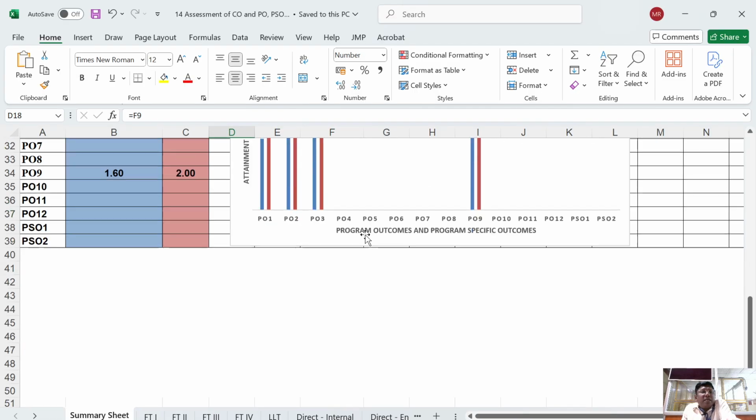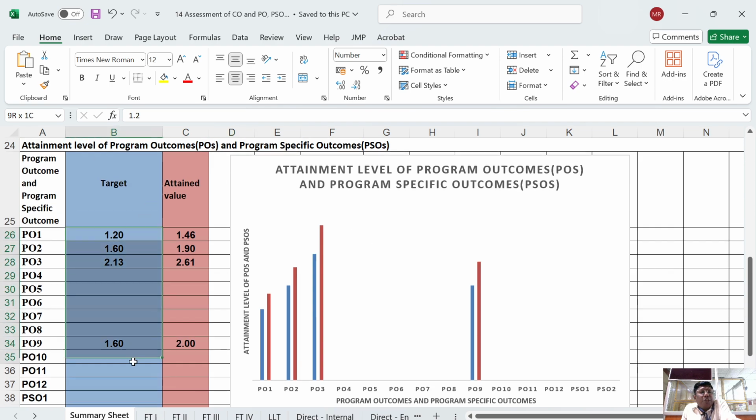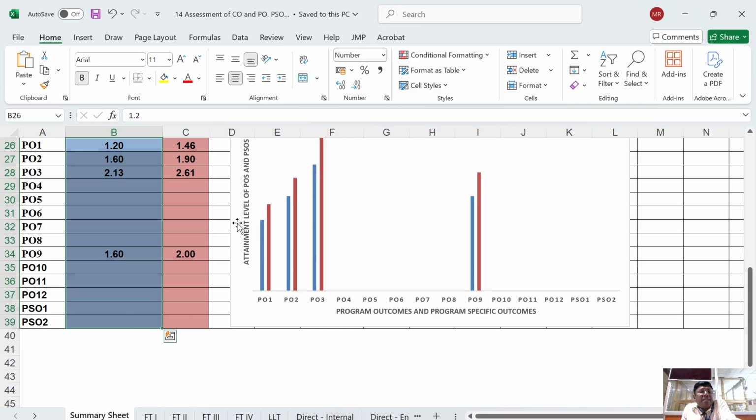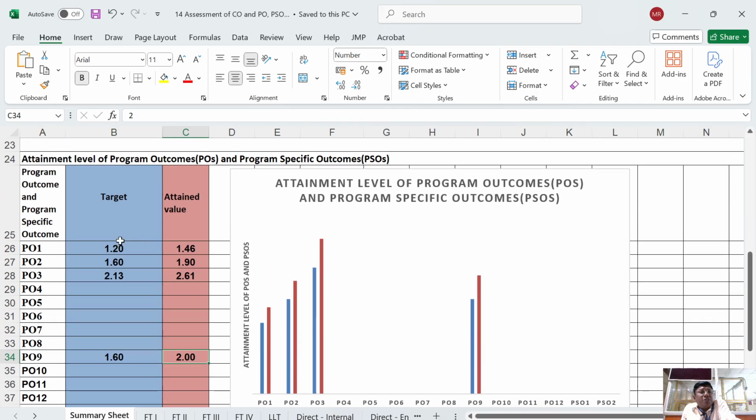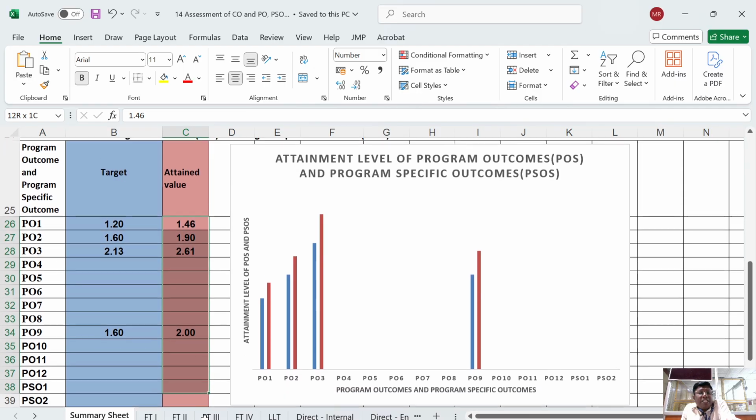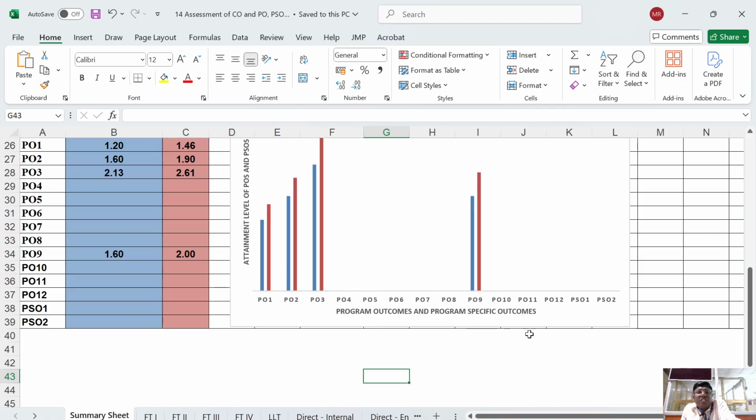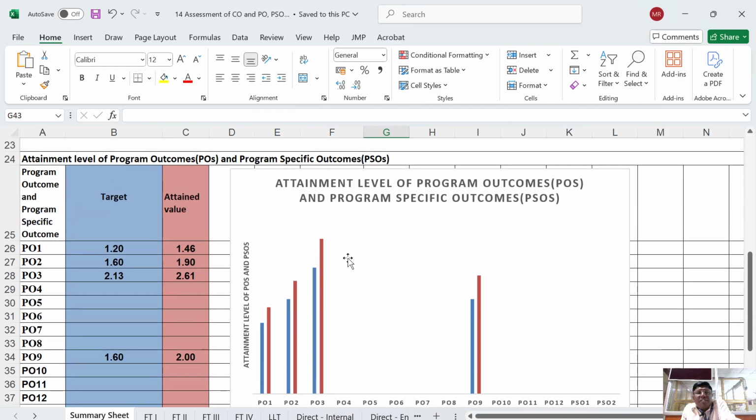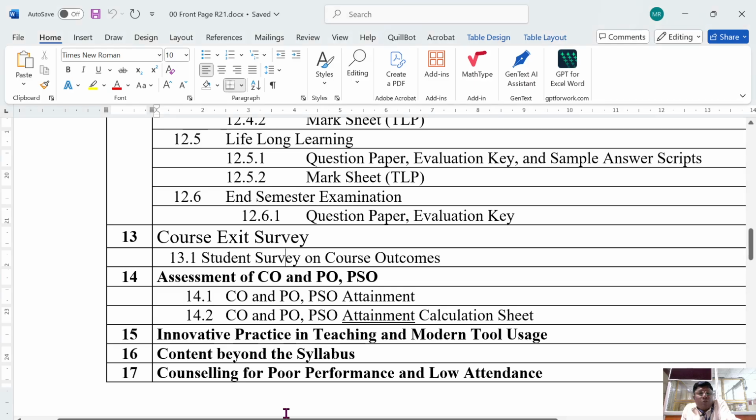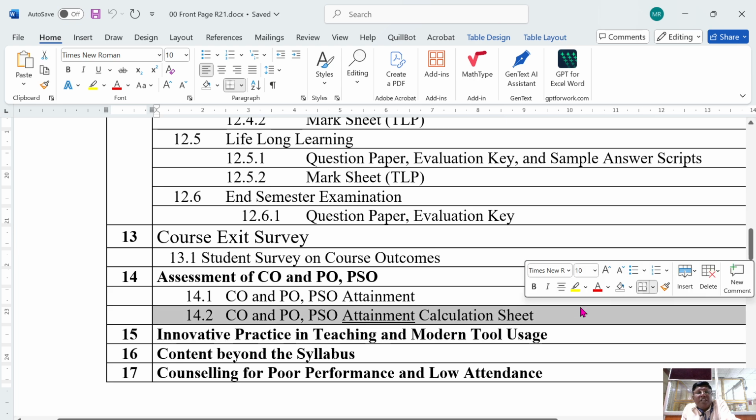Then the target level for PO, we have 80% of the PAM matrix as the target level. That value has to be entered here, and the attained value has to be entered. This graph shows all the PO and PSO, whichever is applicable, you have to draw. Now we will see one by one, and this is the summary sheet. After doing all the calculations, we have to put it as a summary sheet as a front sheet. That is given as 14.1.